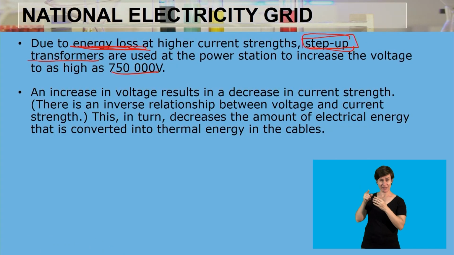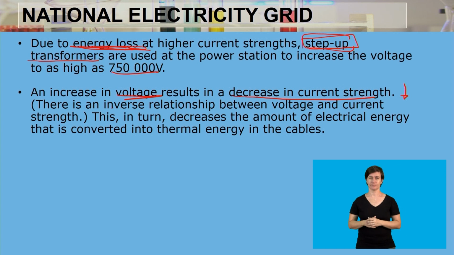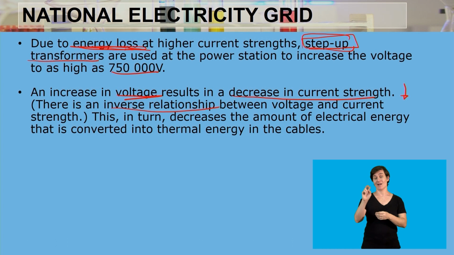Then an increase in voltage results in a decrease in current strength. So when we are increasing the voltage, we are then going to be decreasing the current strength. Because of that, there is an inverse relationship between the voltage and the current strength. So the relationship between the voltage and the current is inversely proportional. When one increases, the other one has to decrease.